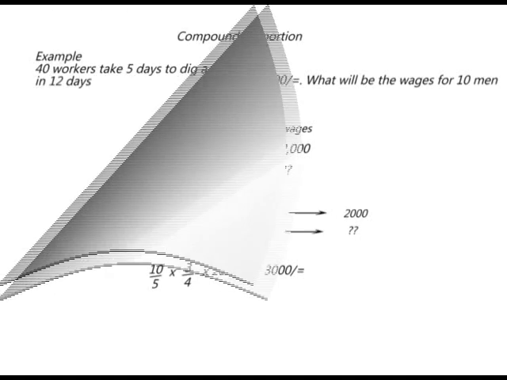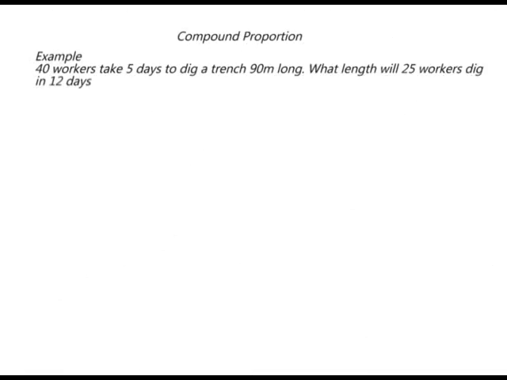Another example, 40 workers take 5 days to dig a trench 90 meters long. What length will 25 workers dig in 12 days? 3 quantities, number of workers, time, and the length. 40 workers work for 5 days and dig 90 meters. 25 workers working for 12 days will dig what length? So the missing variable is length.